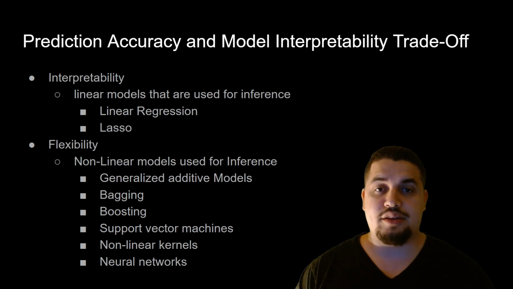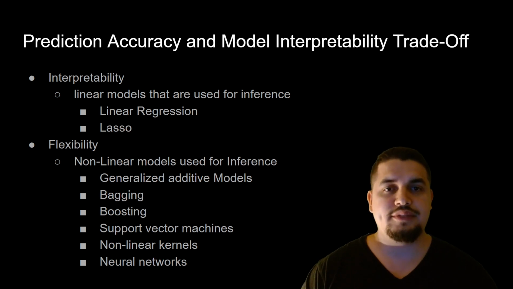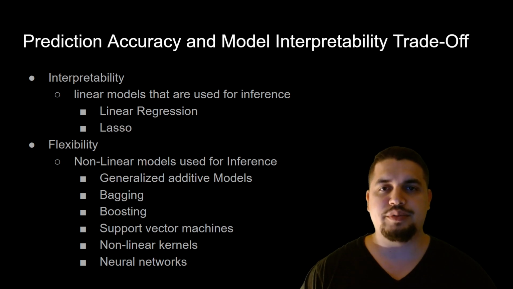Generalized additive models are nonlinear models that are used for inference. Generalized additive models offer more flexibility than linear regression. They do this by allowing nonlinear relationships between predictors and the response. Highly flexible, nonlinear methods like bagging, boosting, support vector machines, nonlinear kernels, and neural networks provide powerful predictive capabilities. This is often at the cost of interpretability.